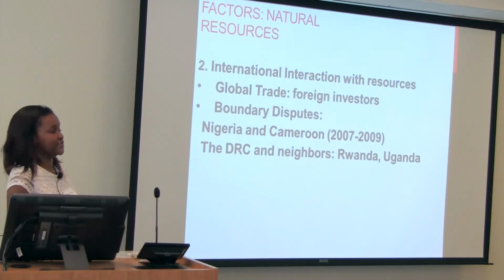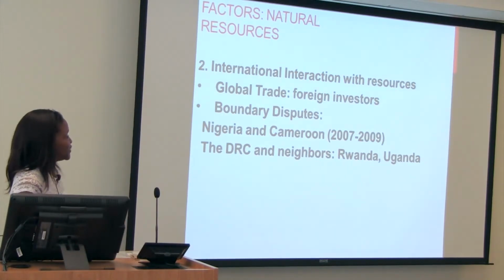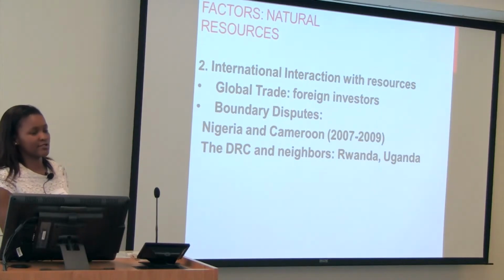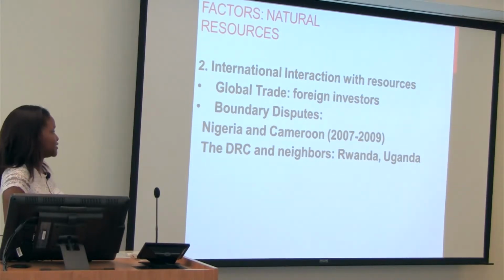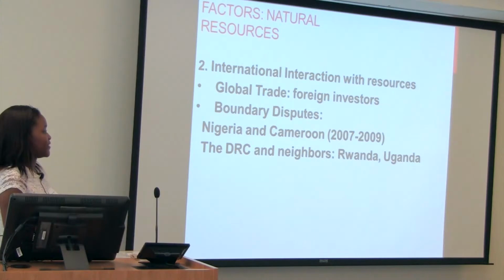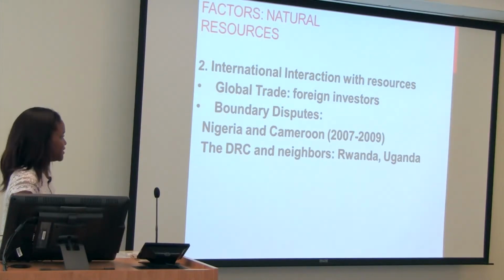International interaction with resources. Well, I think this just leads back to the issue of property rights. As a result of constant instability and an insecure system, foreign investors are not as willing to invest in societies like this, where things are not stable and they're unsure they will get returns on their investments.